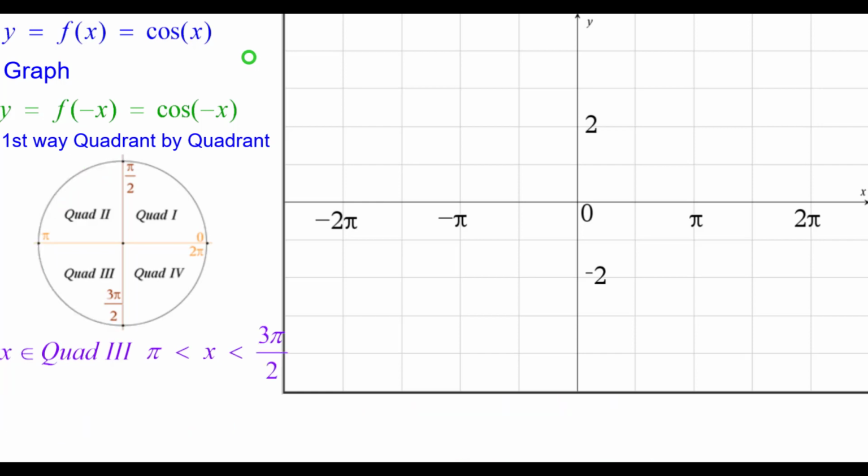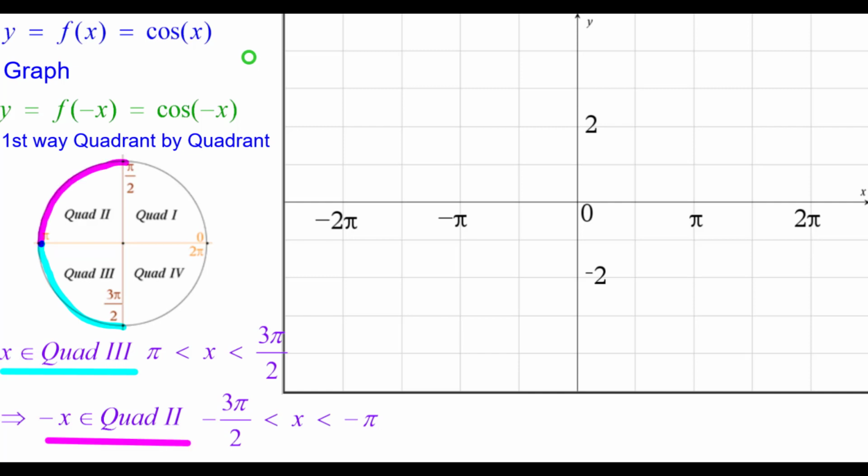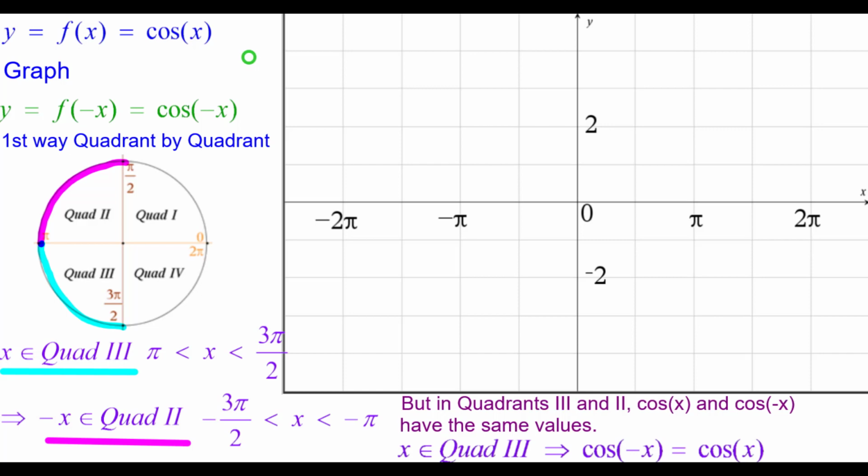And finally, if x is in quadrant 3, that is between pi and 3 pi over 2, then its opposite will be in quadrant 2, between negative pi and negative 3 pi over 2. And in quadrants 3 and 2, the cosine of x and the cosine of the opposite of x have the same values. They're negative in both of those quadrants. So if x is in quadrant 3, the cosine of the opposite of x equals the cosine of x.